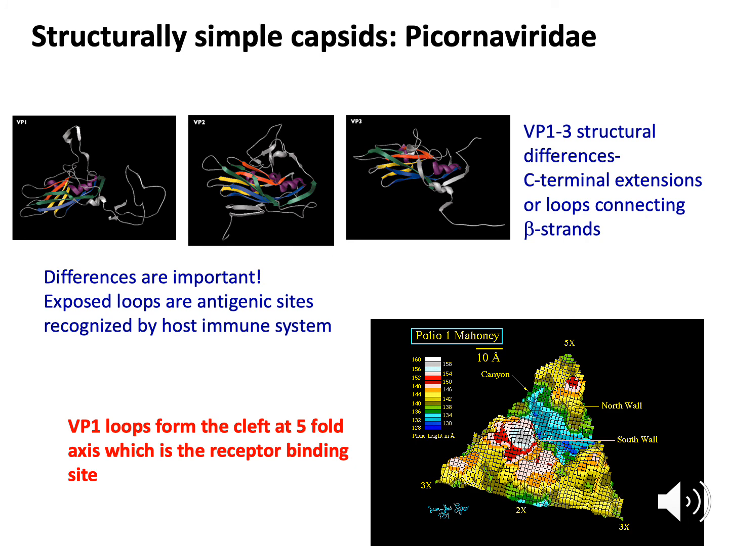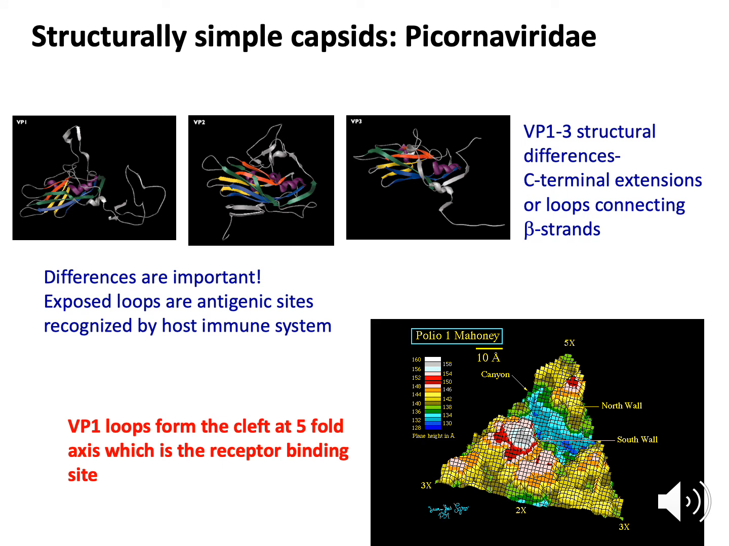On the bottom right, you see a topographical map of one of those 20 triangular faces, and VP1 at the five-fold vertex at the top helps to make a rim for a canyon. And this will be important because the site at which the virus binds to the cellular attachment molecule is in that canyon. So more on that later.